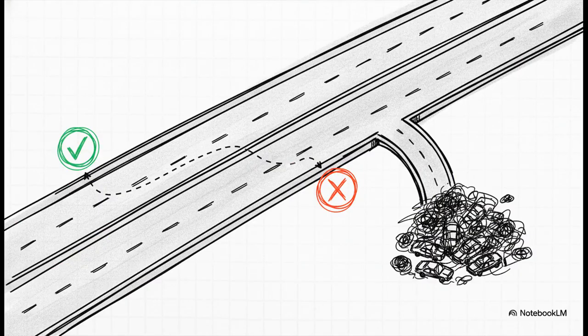Okay, picture this. In our dataset, we have trajectory A. A car merges onto the highway perfectly. It's a beautiful sequence of actions.